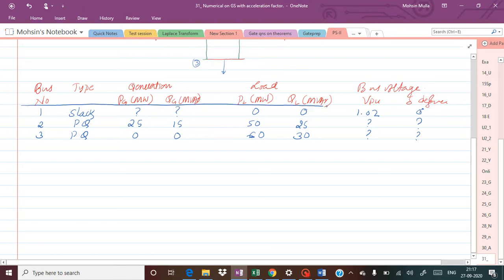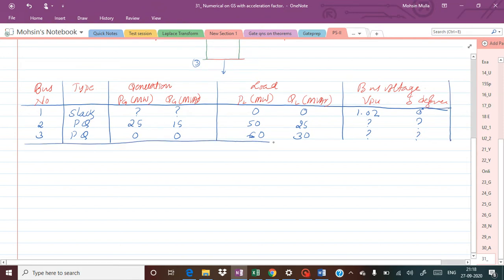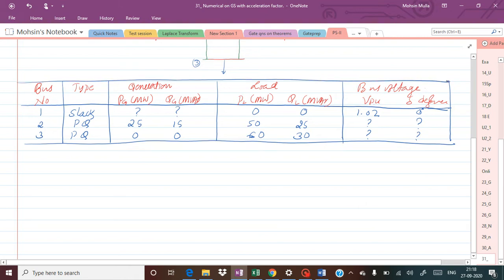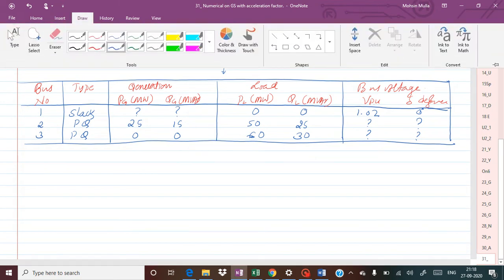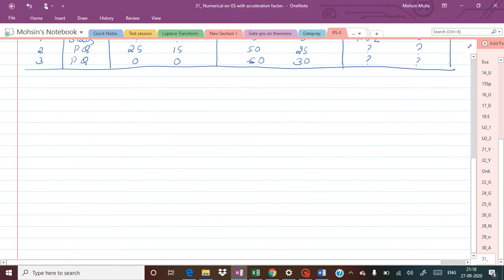Based on the information given here, we need to determine the parameters of bus 2 and 3. Bus 2 and 3 are PQ buses, therefore the unknown parameters to be obtained are voltage and phase angle at bus 2 as well as at bus 3, and this should be obtained for the second iteration. Before that, we first need to determine the Y bus, so we first calculate the elements of the Y bus.